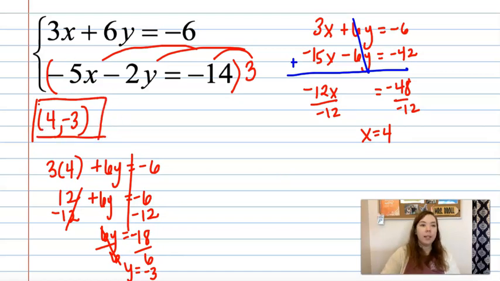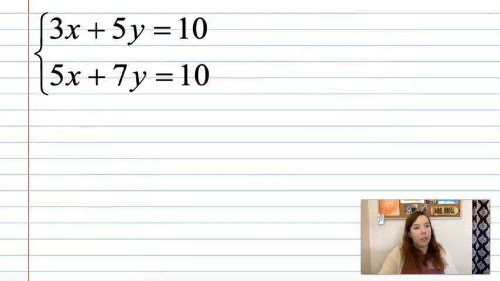All right, one more example. Again, at this point, I do not currently have either my x or my y where they're the same number but opposite signs, but I can make them that way. So since I chose y last time, let's choose x this time. And I need a number that both 3 and 5 are factors of, meaning they go into that number evenly. So I can't easily turn 3 into 5, but I could turn them both into 15.